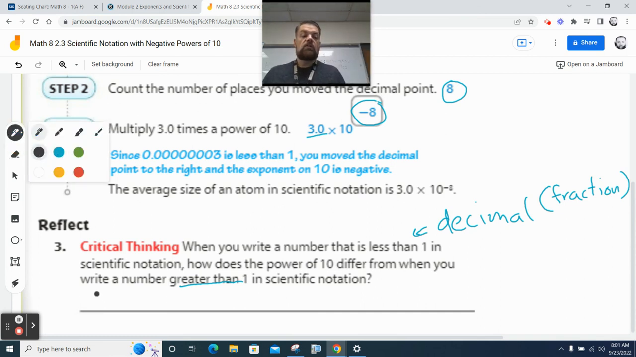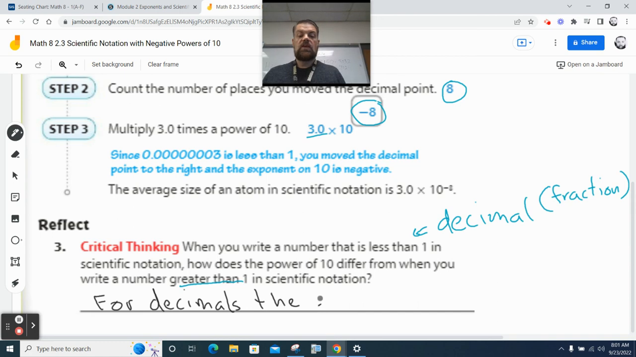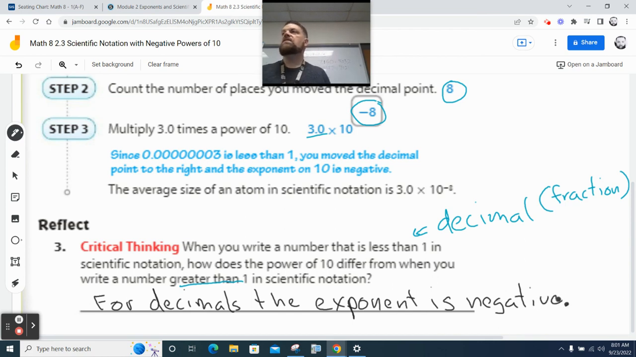Yeah. So for decimals, the exponent is negative. Okay, that's it. We count how many spaces we have to move that decimal point, and instead of making it 10 to the positive power, the number of spaces, we make it 10 to the negative power. Okay, any questions on that particular example?